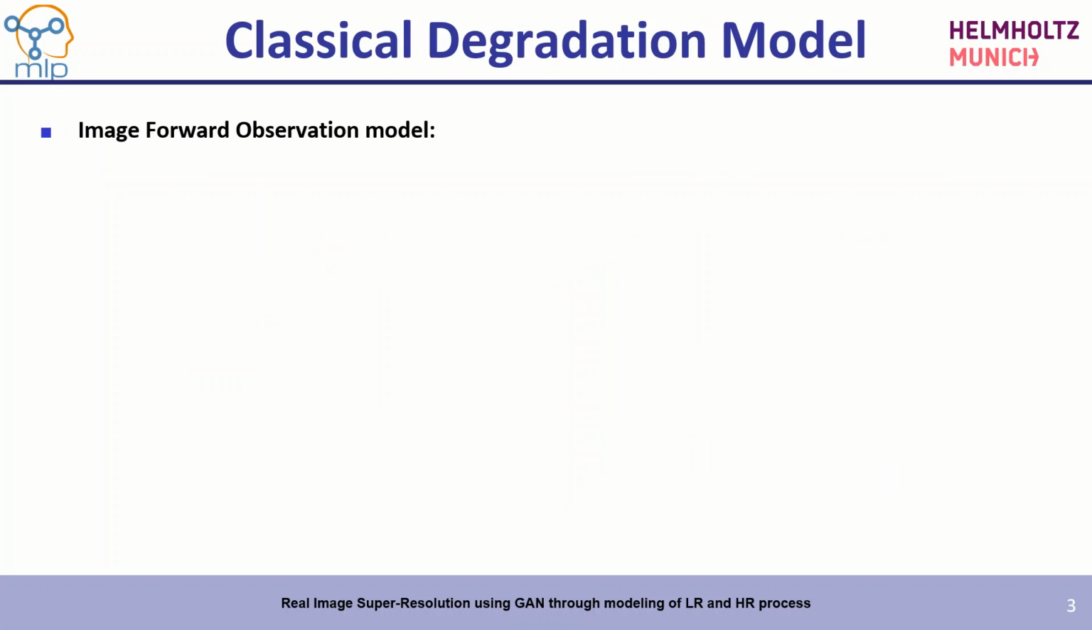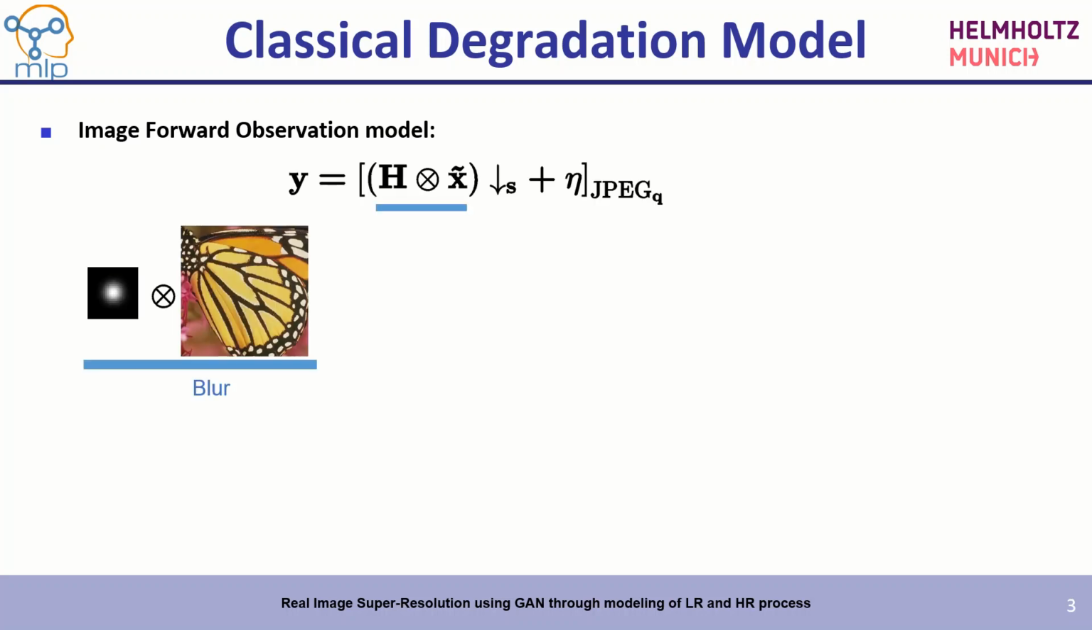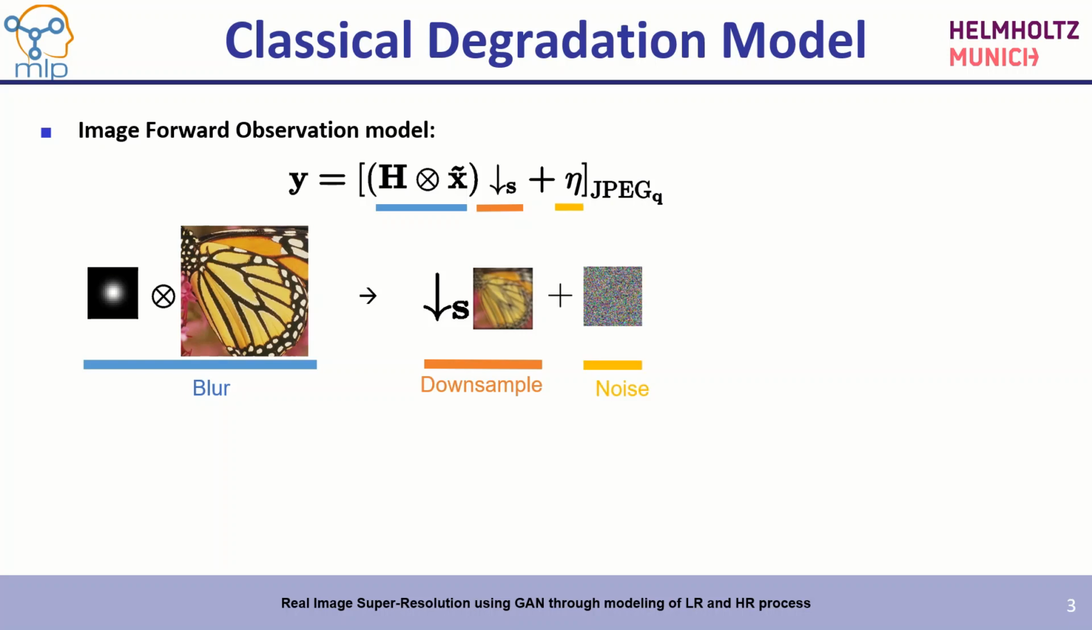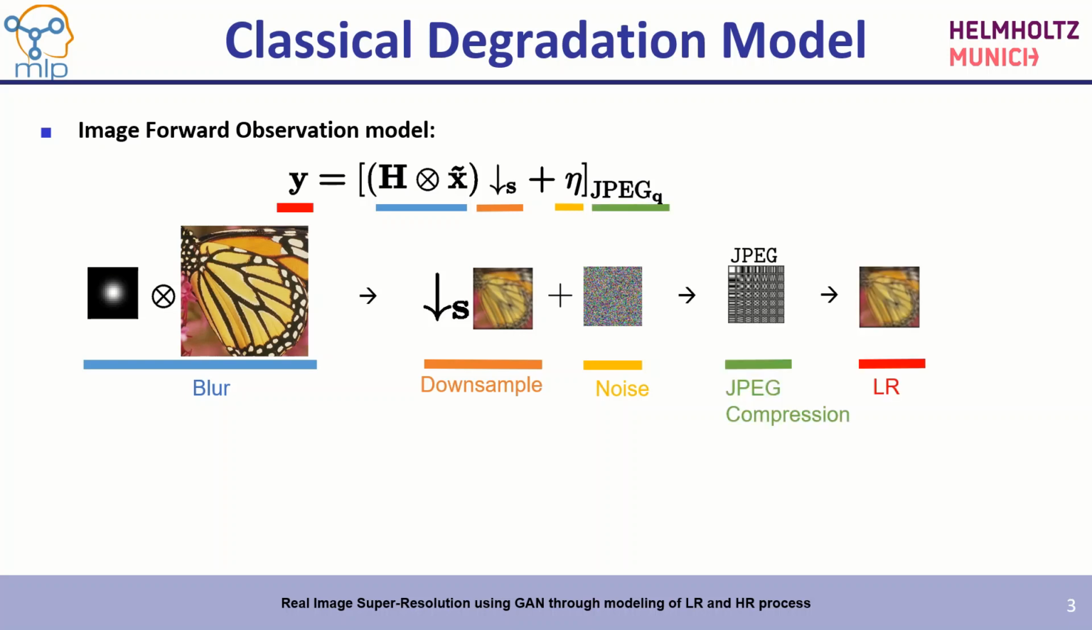Usually the low resolution image degradation process follows the following image observation model, where the blur kernel is convolved with the latent HR image, then a bicubic downsampling operator is applied to reduce the image size. After that, white Gaussian noise is added to the image. Further, JPEG compression is applied. Then we get the LR image.